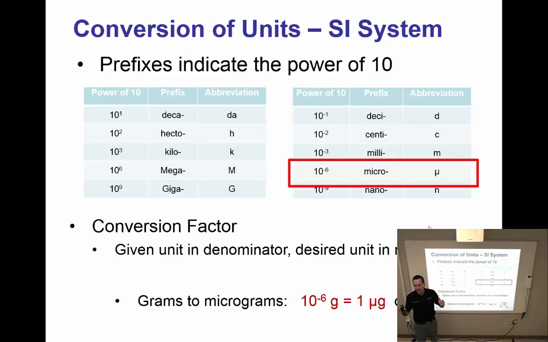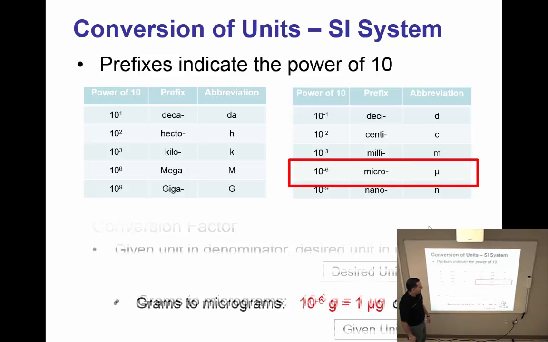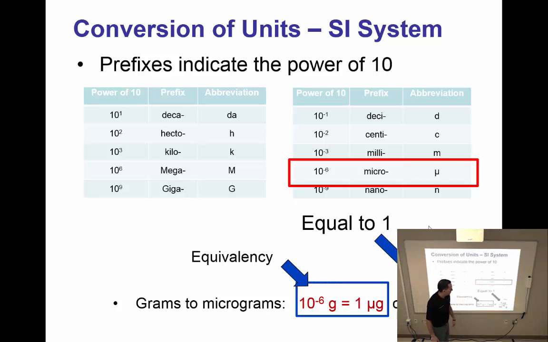If I were to write it as an equivalency, meaning this is equal to this, using this chart, 10 to the negative 6 grams is equal to 1 microgram. This equivalency then can be written as a conversion factor: 1 microgram divided by 10 to the negative 6 grams. And that would be the conversion factor I would use to convert from grams to micrograms. Okay. Desired units are in my numerator, given units in the denominator. This is our equivalency. This is the actual conversion factor, and it is equal to 1.